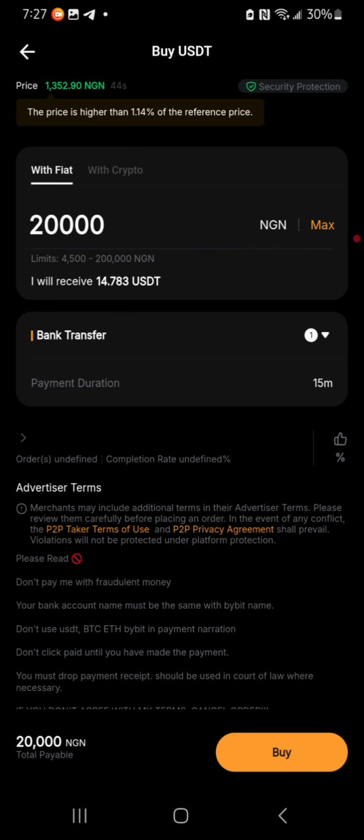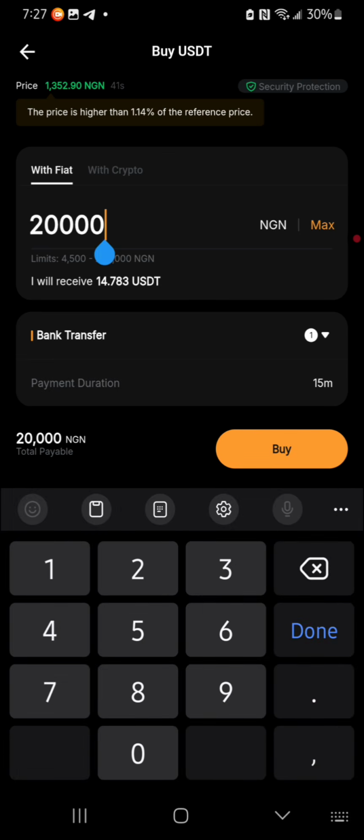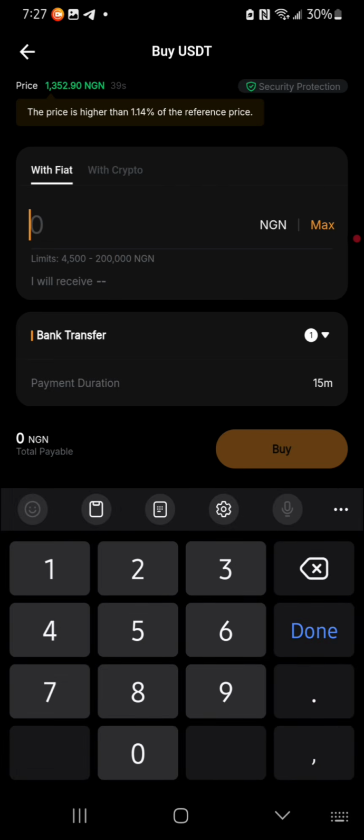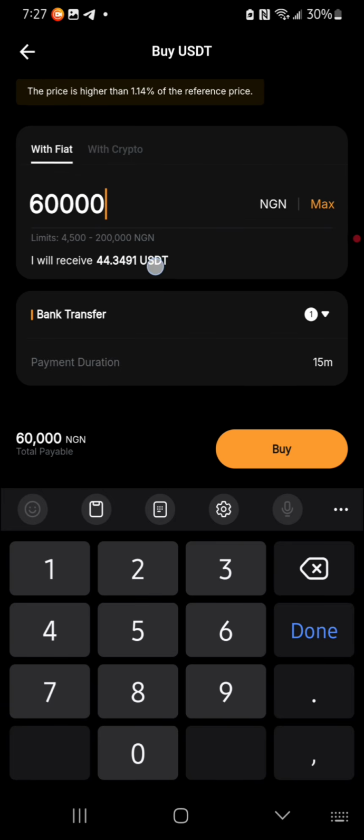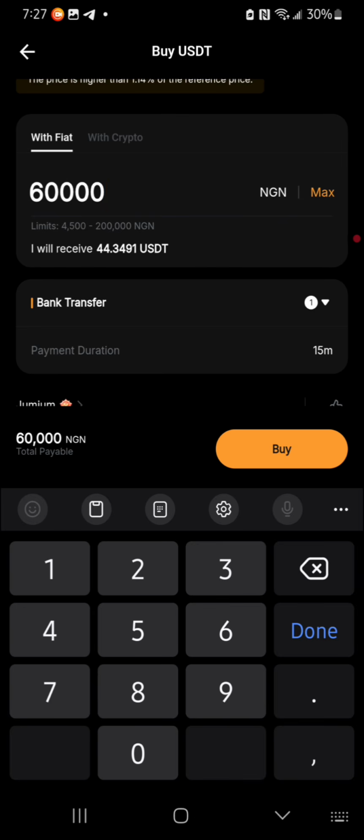and then I'll put in my amount. For instance, I want to trade way above 20,000, like 60,000. I can choose to buy. I can pay him 60,000 in Naira, and he will give me 44.349 USDT. When I click on buy like this, an interface will be prompted where I'm going to pay this seller. Then he will release 44.34 USDT to my Bybit account.